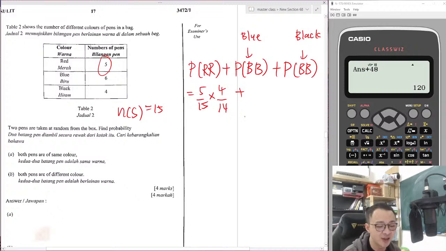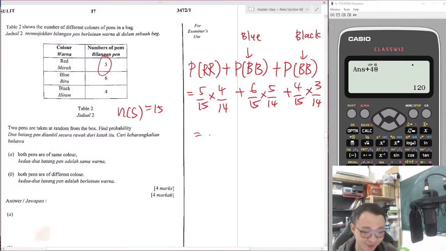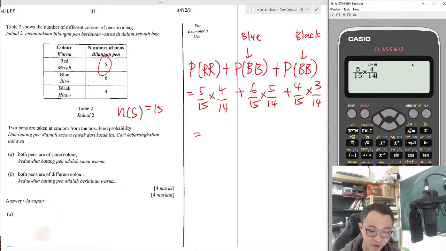Okay, if you understand the concept, selecting blue is quite easy, 6 out of 15. The second one, minus 1 on the top, minus 1 at the bottom. So if I want a black pen, it will be 4 over 15. And then the second one, multiply, minus 1 top, minus 1 bottom. That's all. Alright, then I will just type everything. 5 over 15 multiply 4 over 14. If you have multiply and plus and you want the calculator to do multiply first, then you don't need to put bracket. Unless you want the calculator to do plus first, then you must put the bracket.